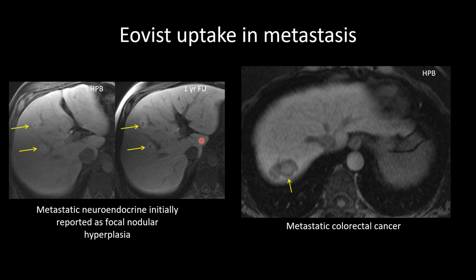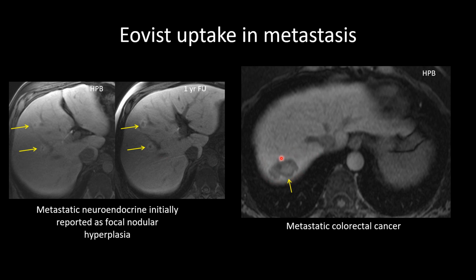The patient here on our left was found to have 2 small nodules in the liver that on hepatobiliary phase imaging showed this peripheral hyperintensity, which was felt to be Eovist uptake in focal nodular hyperplasia. However, the patient came back 1 year later, and it was noted that these nodules increased, particularly that central component that is not taking up Eovist had increased. Because of this increase in size over 1 year, these were biopsied and shown to be metastatic neuroendocrine tumor.